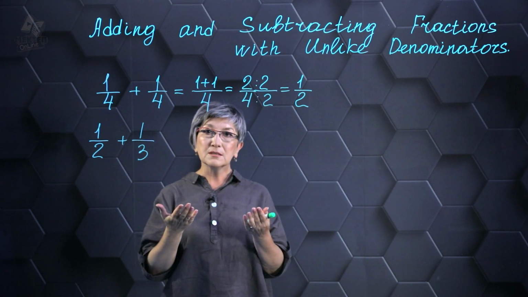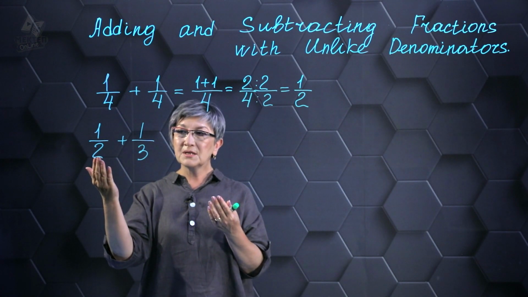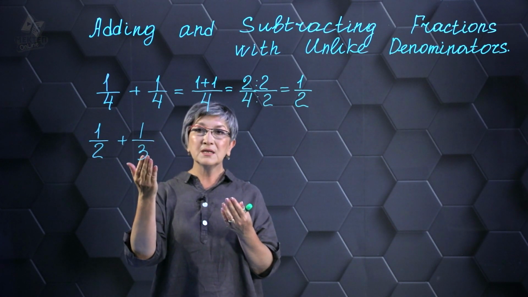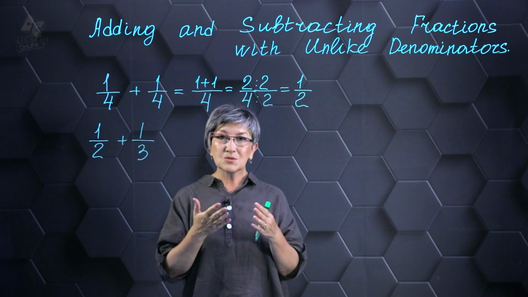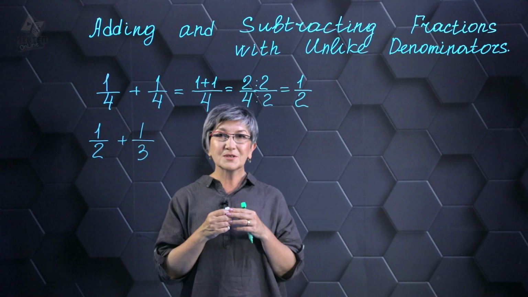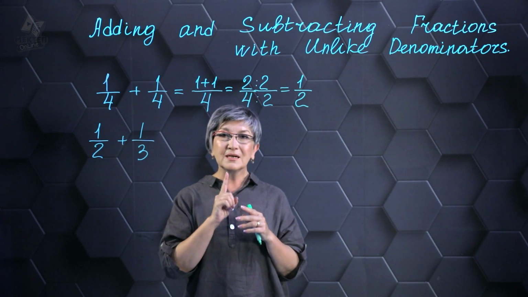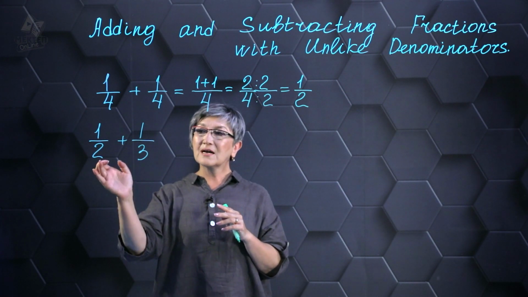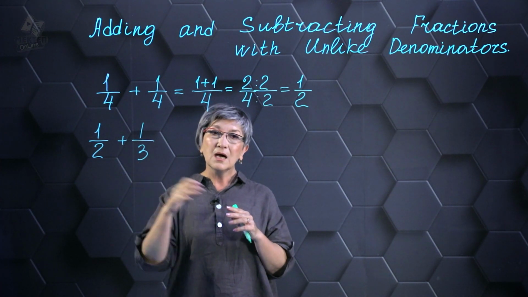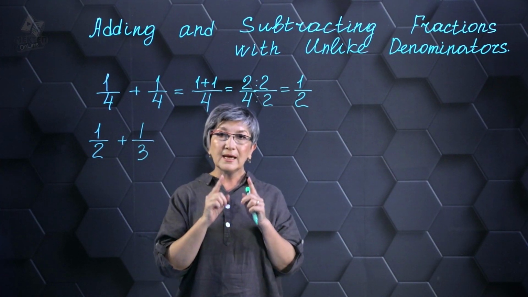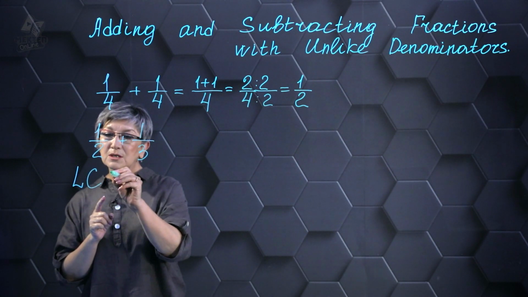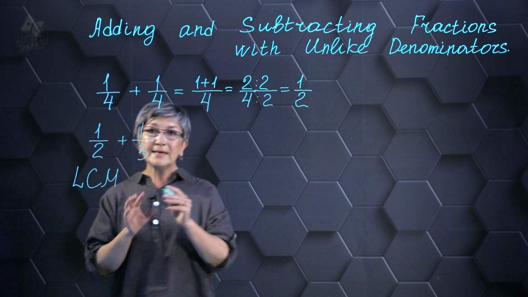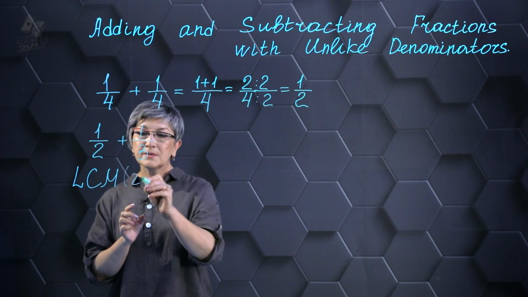First, I need to make sure that this denominator and this denominator are the same. But how do we do that if we have a denominator that is equal to 2 and a denominator that is equal to 3? Certainly, there are multiple ways, but the primary approach is to align these denominators in order to perform the addition accurately. And how do you do that? You will need to find the least common multiple of the numbers 2 and 3.